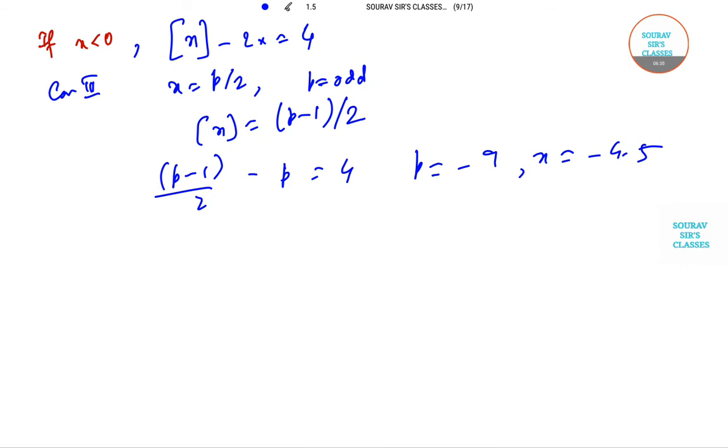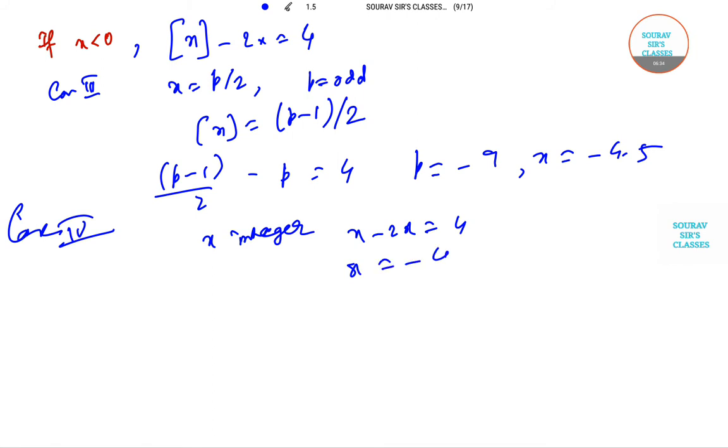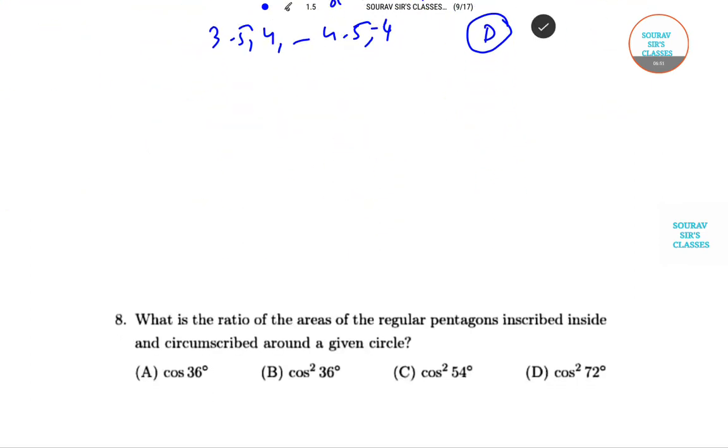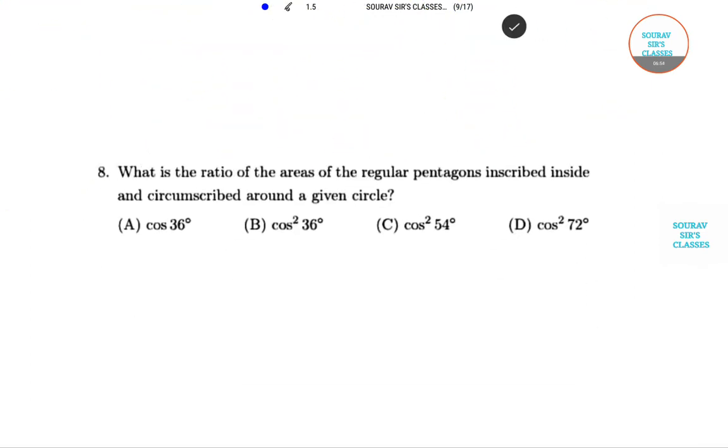And now the fourth case, case 4, where x is an integer. So x minus 2x equal to 4, x equal to minus 4. So the solutions are 3.5, 4, minus 4.5, and minus 4. So obviously, going through the options, the D option is right. Okay, so now we are proceeding to question number 8.